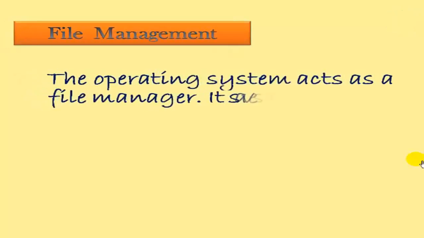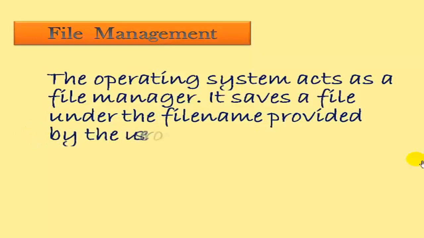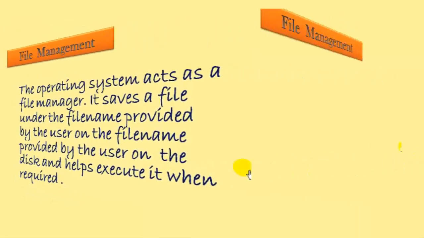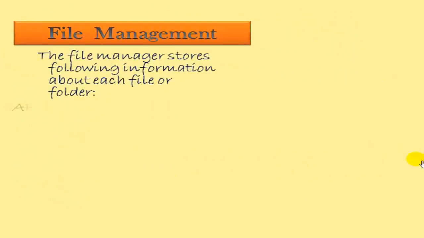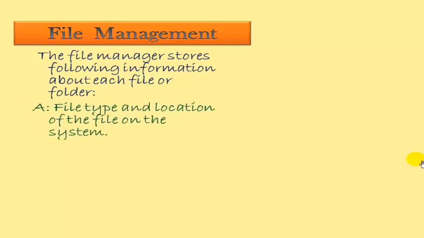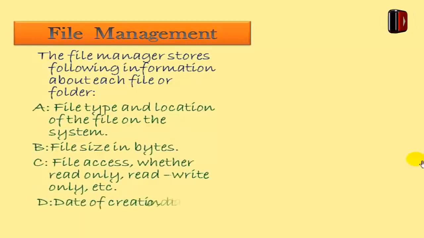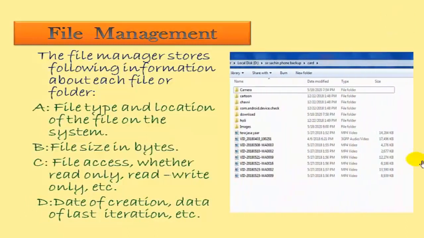File management. An operating system acts as a file manager. It saves a file under the file name provided by the user on the disk and helps execute it when required. The file manager stores information about each file or folder: the file type, the location of a file on the system, file size in bytes, file access, whether read-only, read-write, write-only, etc., date of creation, date of last access, date of last modification, etc.